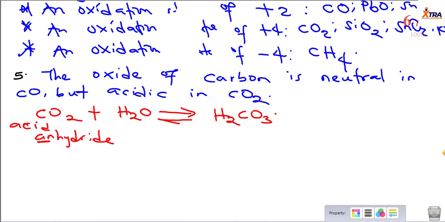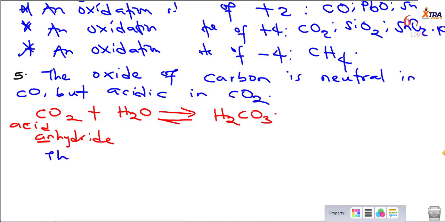You know, when you use the word "an", it means lacking. Okay, it's a prefix. It means lack or absence. Hydride means water. So acid anhydride means it is an acid but it lacks water. So carbon 4 oxide is acidic. But what about the lower members?